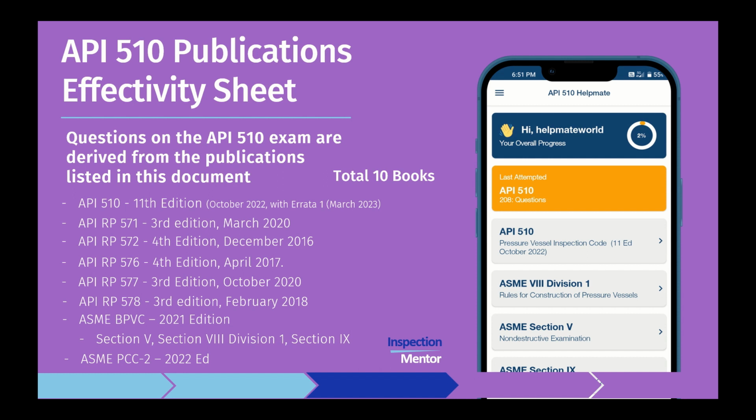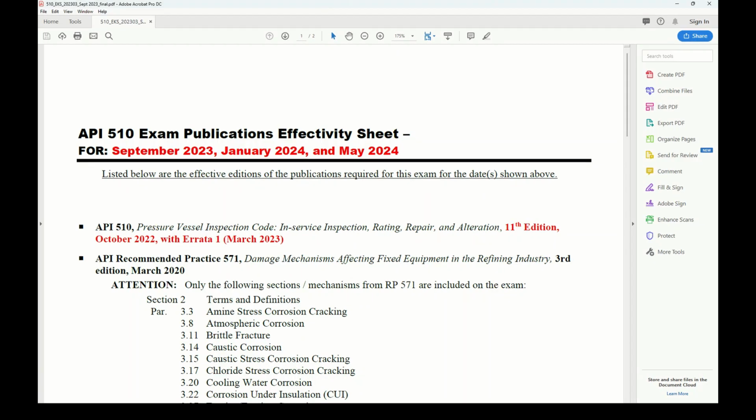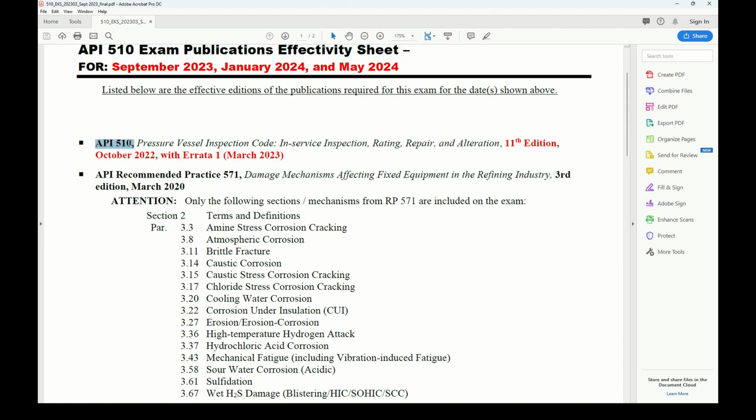And where can you get the list of these books and information? Well, the best place is the API ICP website. Let me show you how the Publications Effectivity Sheet looks. So this is how it looks. It says API 510 Exam Publications Effectivity Sheet, for September 2023, January 2024, and May 2024. So this is the API 510 exam code, and this is the edition. Whatever has changed from the previous effectivity sheet is highlighted in red font.